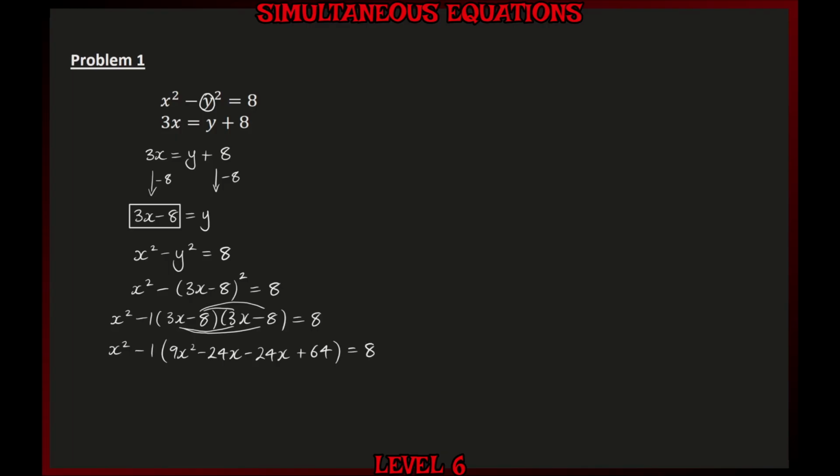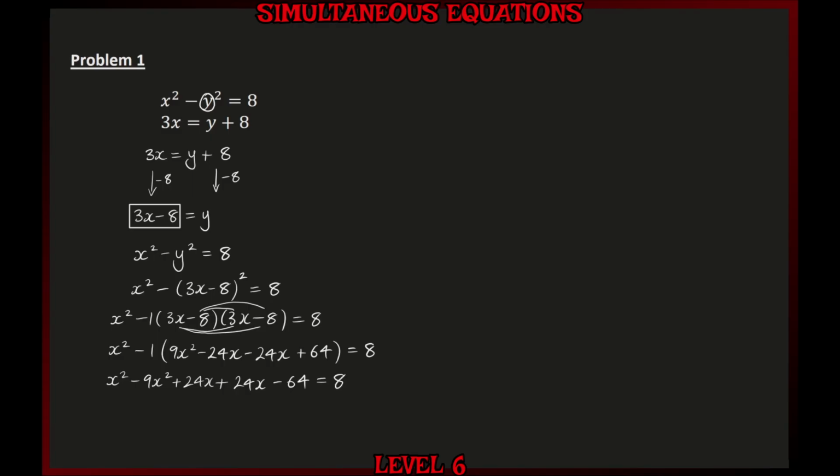We could simplify the bracket, but I'm actually just going to expand again. So we have x squared, and now we're going to multiply everything in that bracket by minus 1. All this does is change the sign on each of those terms. So the 9x squared becomes a minus 9x squared. Both the minus 24x's become plus 24x's. So we have plus 24x, and 64 becomes minus 64. And that's equal to 8.